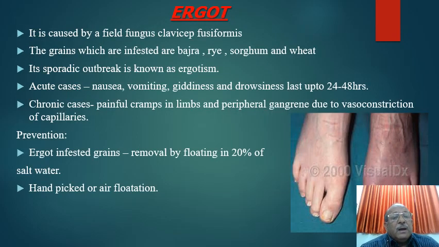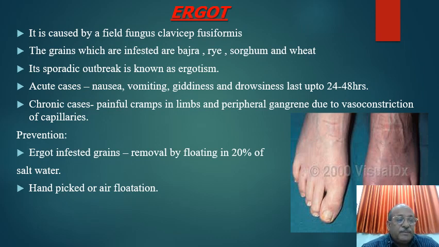As far as ergot poisoning is concerned, it is caused by the field fungus Claviceps fusiformis. The grains which are infested are bajra, rye, sorghum, and wheat. Its sporadic outbreak is known as ergotism. Acute cases show nausea, vomiting, giddiness, drowsiness, and last up to 24 to 48 hours. In chronic cases, painful cramps in limbs and peripheral gangrene due to vasoconstriction of capillaries are seen.